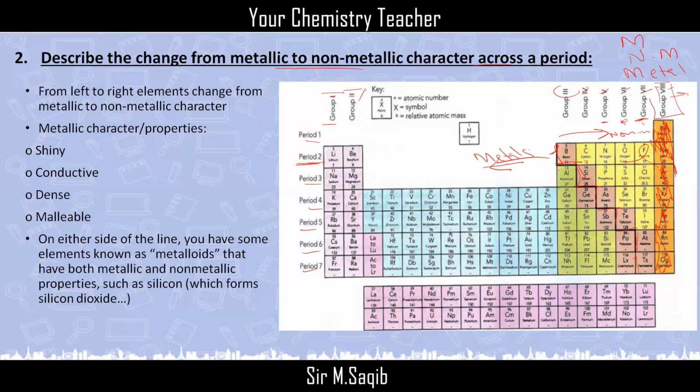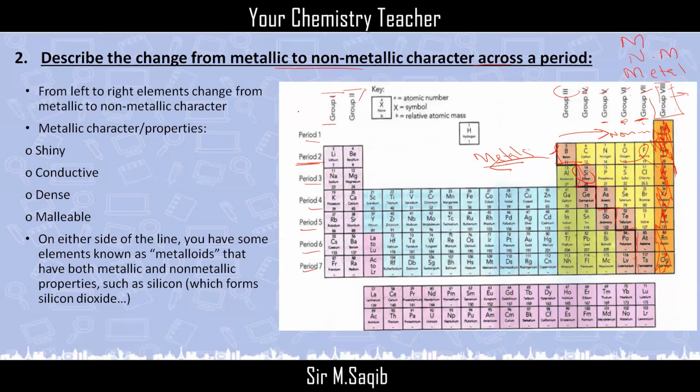As you know, metals conduct electricity, and non-metals do not conduct electricity. They are purely insulators. But silicon is a semiconductor. Sometimes it conducts electricity and sometimes it does not. So all the elements on either side of this line, like boron, silicon, and the others, are metalloids.